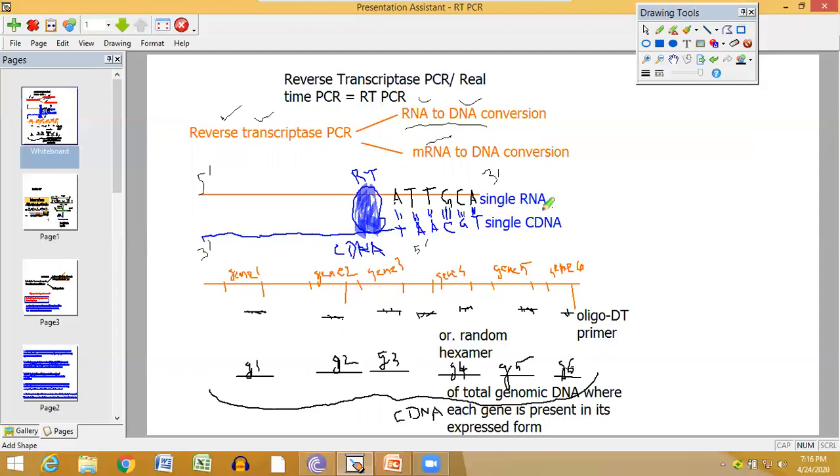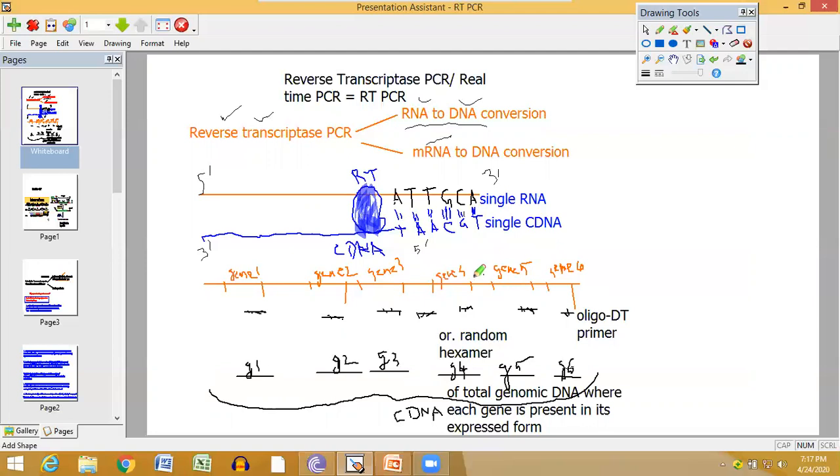If you take only a single RNA, then you get one single cDNA. That means against a particular RNA, you get a particular cDNA. That means you are getting a particular gene back.